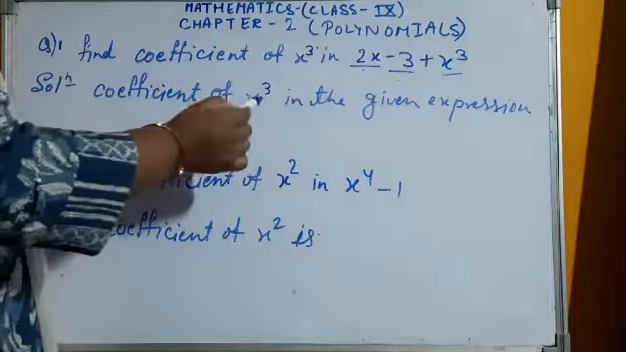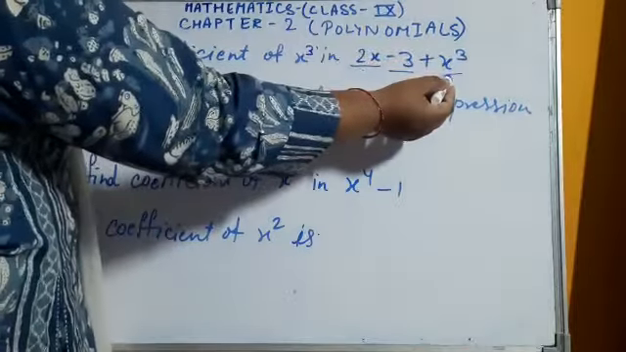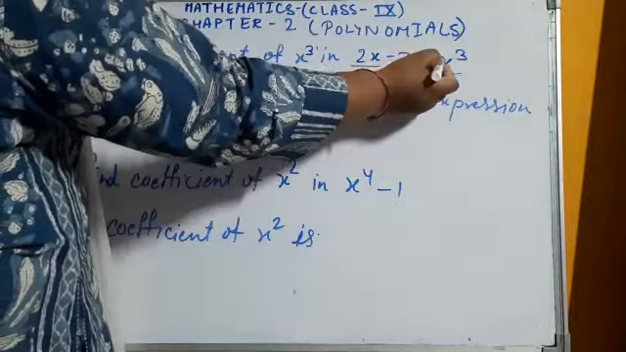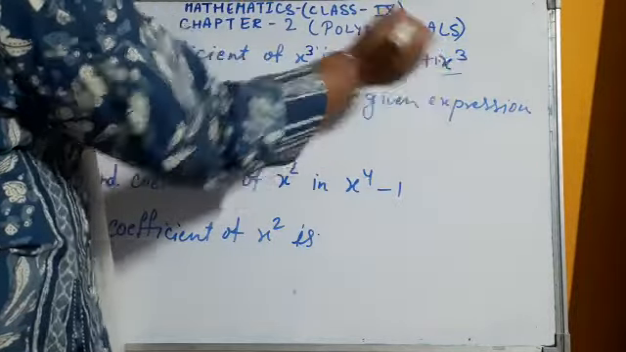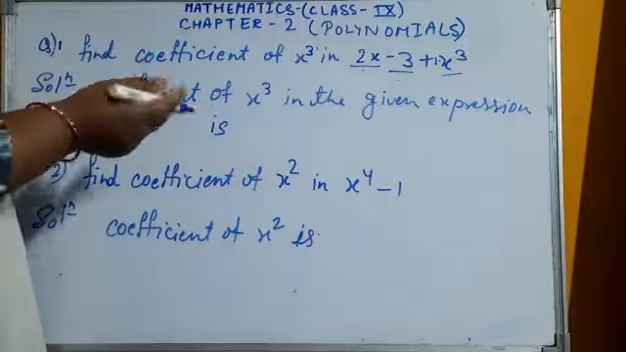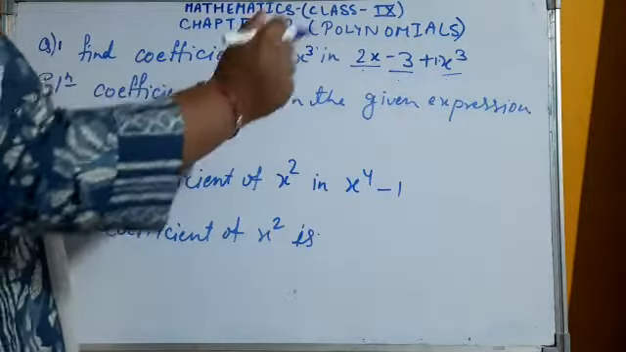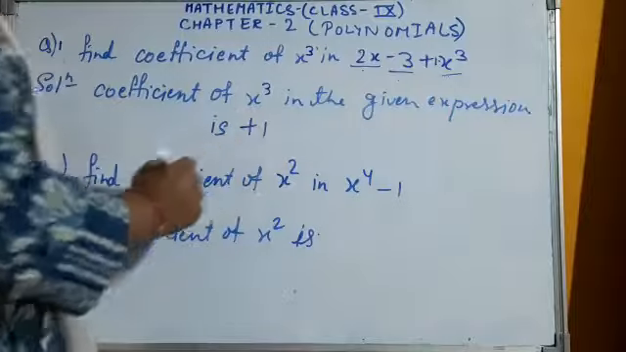So coefficient of x cube is the number attached with x cube. You can see nothing is there, so it is 1. 1 into x cube we can write. So coefficient of x cube in the given expression is plus 1.